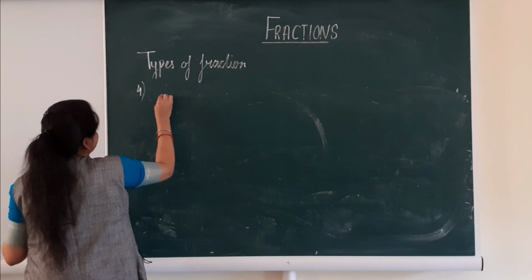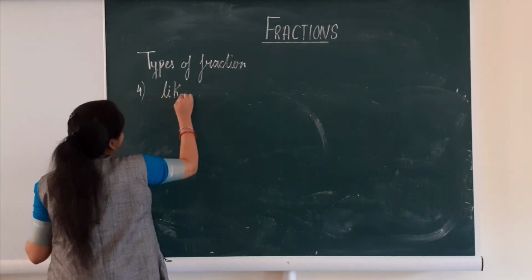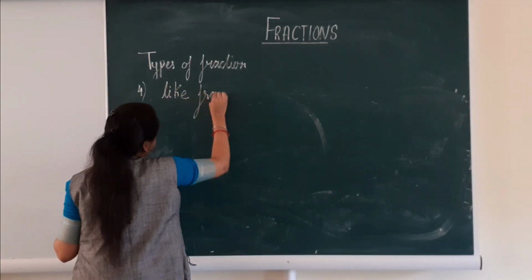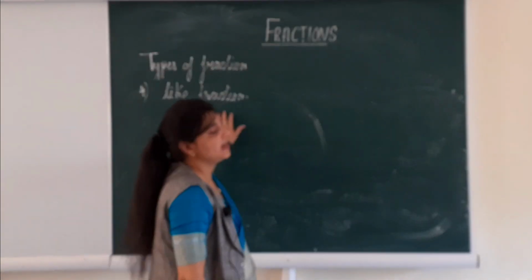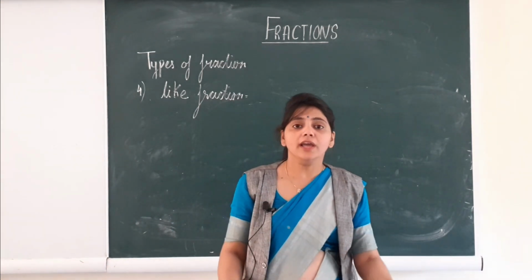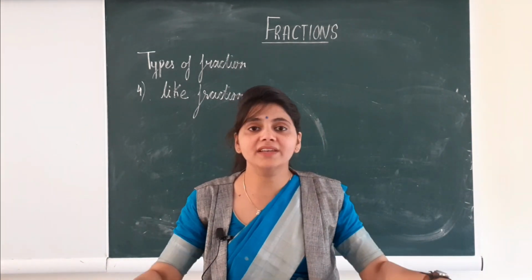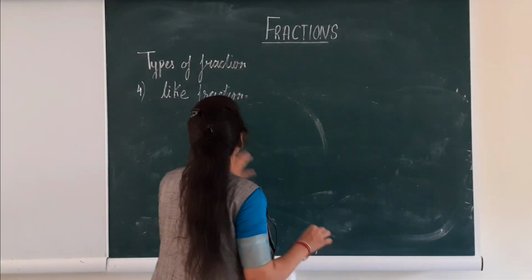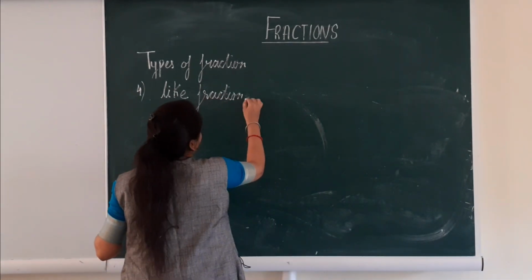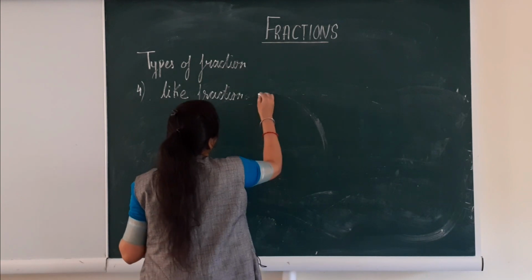Now the next type of fraction is like fraction. Fourth type of fraction is like fraction. What is like fraction over here? So you can say that a fraction in which the denominators are same, that type of fractions are known as like fractions.